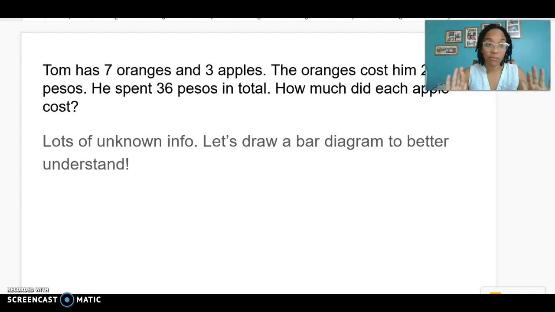Whoa! Let's put on the brakes. We've got a lot of unknown information. Let's draw a bar diagram to better understand what we know and what we don't know, and also what we want to know.